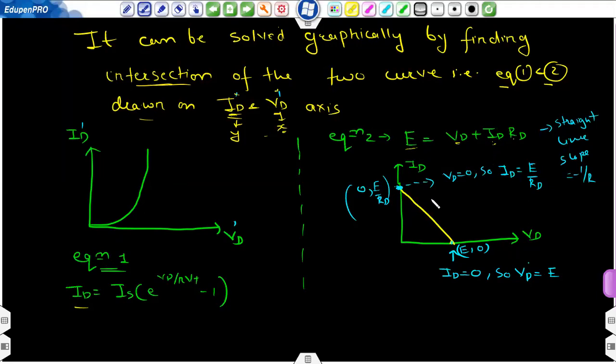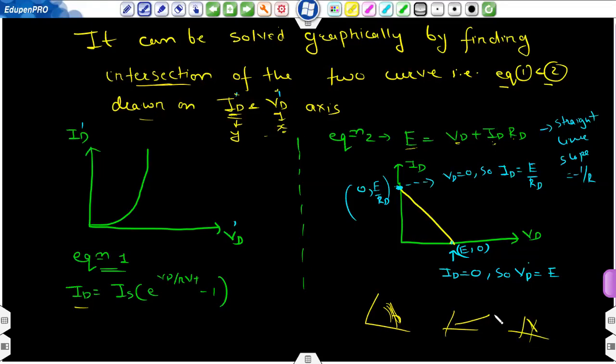So if you draw on Vd and Id, this will be a straight line with slope minus 1 by R. If you convert this into y = mx + c, m will be minus 1 by R. You can rearrange this. So now you know that it will be a straight line with slope minus 1 by R, something like this. Negative slope means something like this, positive slope means this.